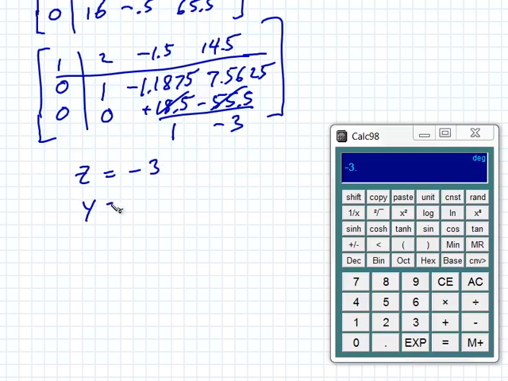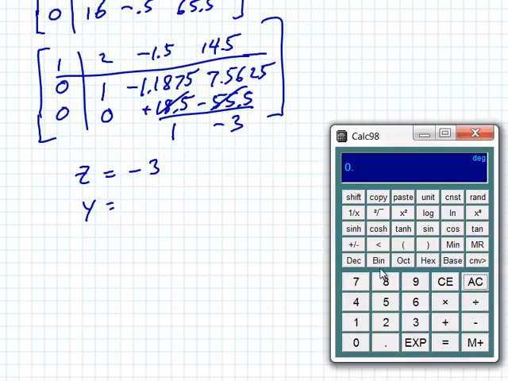Okay, let's find y. The second row here has 0x, but there's a y. So this says y minus this number times z equals that. And we know z. So I'm going to bring this to the other side, and so I'm going to have y is equal to that minus this times this, and minus this is minus a minus, okay? So let's just do it.